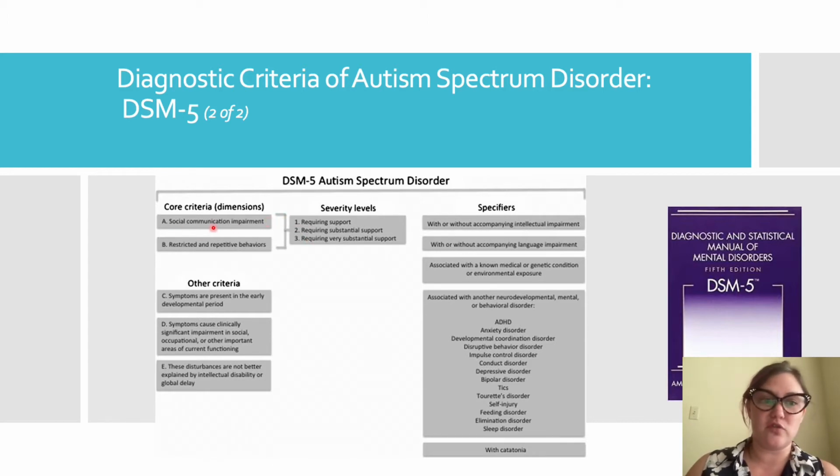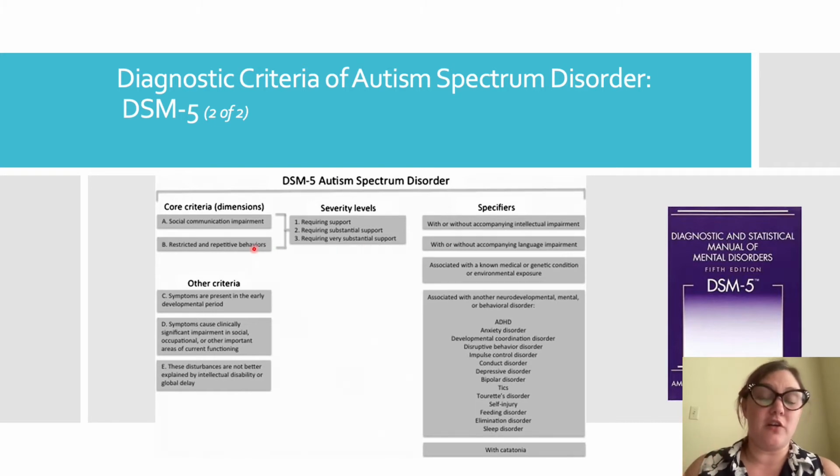So for social communication, you have to indicate whether it's level 1, requiring support, or 2, requiring substantial support, or 3, requiring very substantial support. So you can see these severity levels are very ambiguous and open to interpretation about what falls into each one of these categories.